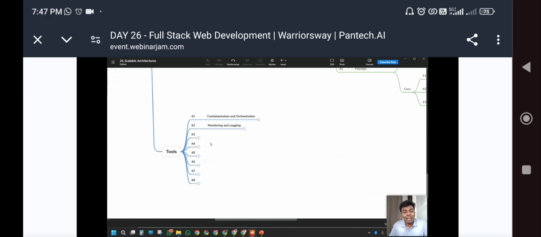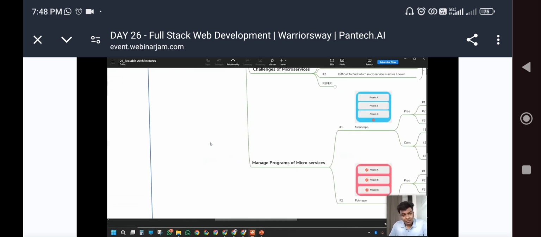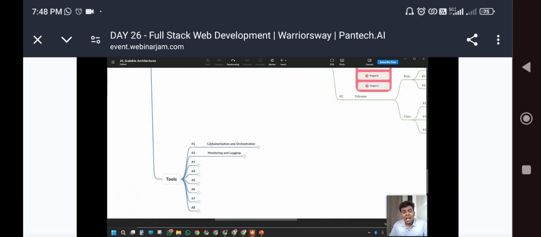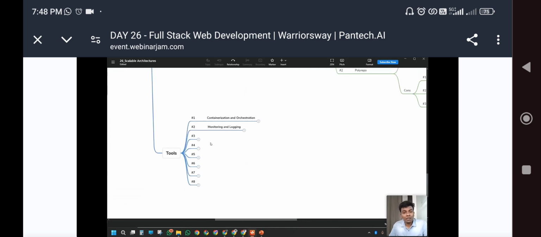The second is monitoring and logging, like monitoring your complete microservices and also logging them, because you need the logs to see the output, what error results we are getting or anything. It can be positive or negative logs. So that is monitoring and logging your application. That is the second category.